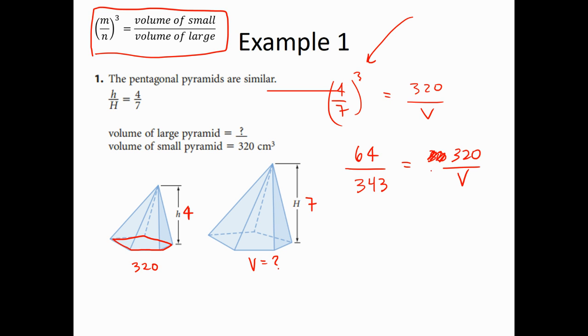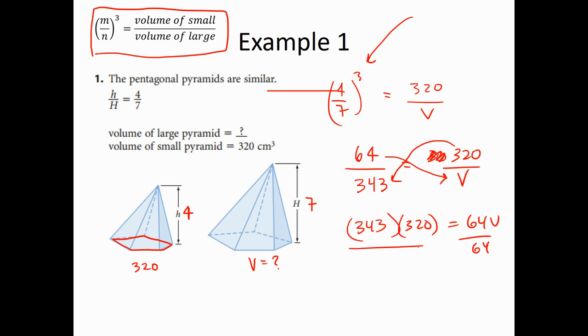So now I can cross multiply and divide. So 343 times 320 equals 64 times v, and then divide by 64, and you should get 1,715 for, let's go ahead and do centimeters cubed, and that is the process for this. So really similar to the area formula and the process we did in section 11.5.